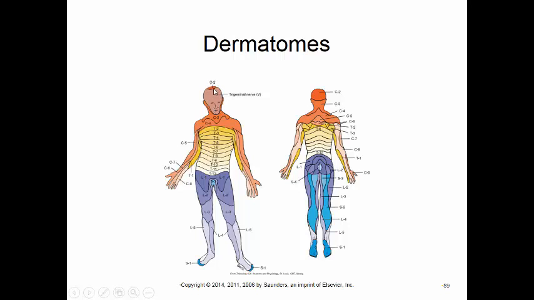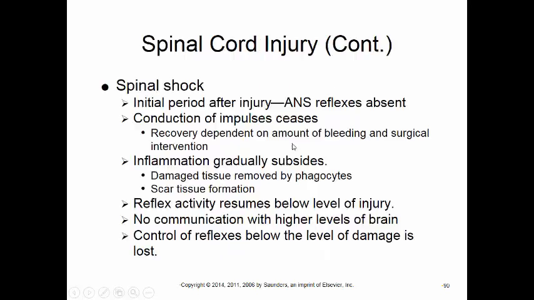Cervical spinal nerve 1, 2, 3, 4, 5, 6, 7. You can assess. Here's our thoracic spinal nerves, lumbar, and then you have your sacral down here. And so the different areas, different dermatomes, where the pain is, where they can feel, can determine what level the spinal cord damage was at.